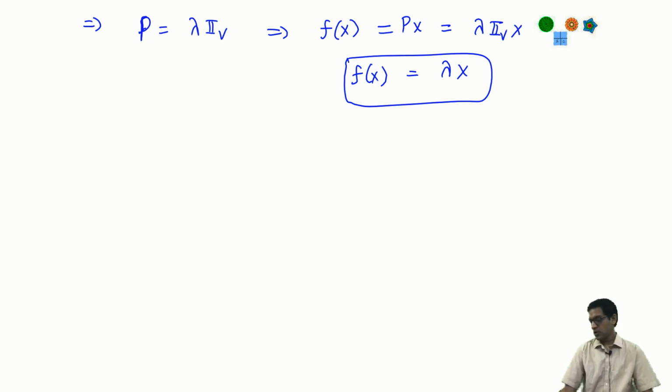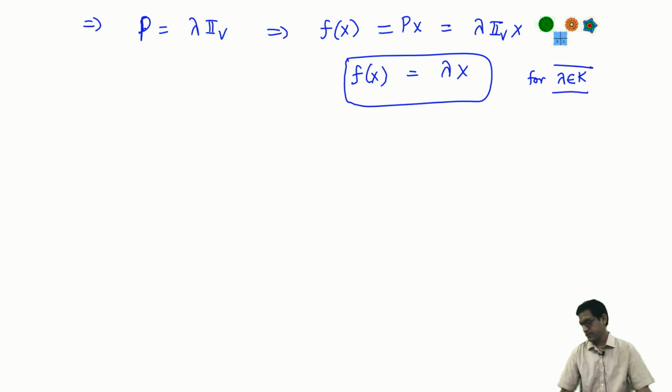So what we concluded is that the only homomorphisms from K^n to K^n are the scaling homomorphisms, the maps which send a vector x to some multiple of x. And that multiple lambda is of course some fixed lambda in K. If I choose different lambdas, of course I get different scaling operators.